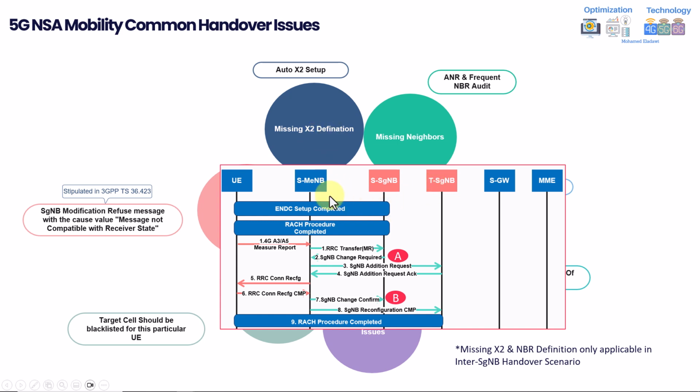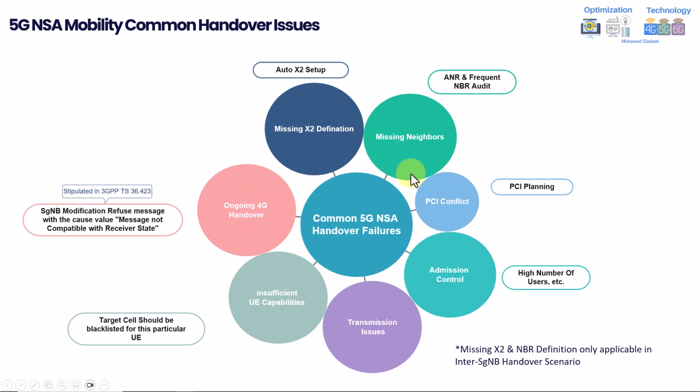And also, for a missing X2 definition, assuming there is no X2 defined between this one and this one, the same will happen for any message exchange between both of them. So this is also why it's happening. Also, for sure, if you have a PCI conflict, this is also something normal. And sometimes the target node has admission control, for example, high load in users or license limitation or whatever, depending on each vendor's specification. And also there are transmission issues impacting, for example, the X2 link.